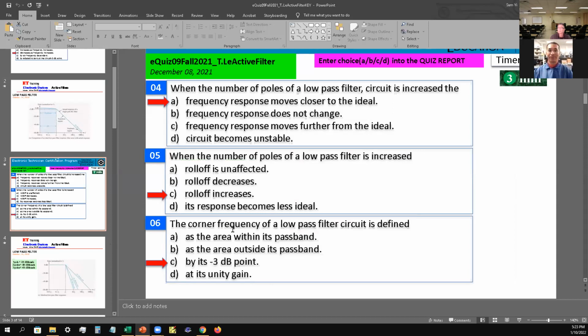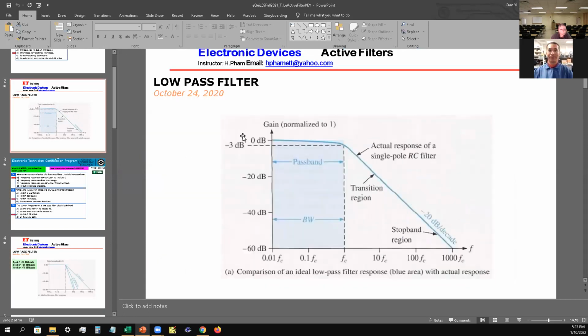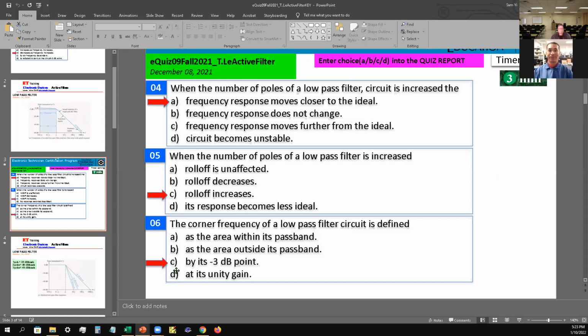Number 6, the corner frequency of a low pass filter circuit is defined by its 3 dB point. So the answer is C as in cat for number 6. Right here, the 3 dB, the cutoff. FC represents your cutoff. That is at your 3 dB point, or 0.707. So the answer is C as in cat for number 6.